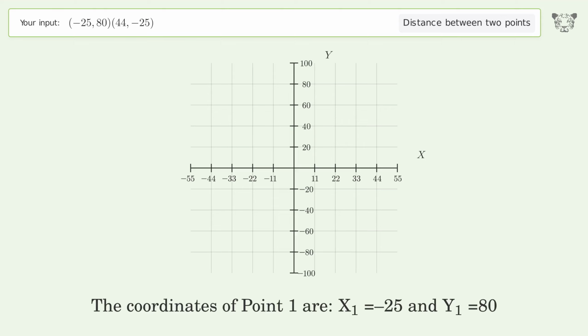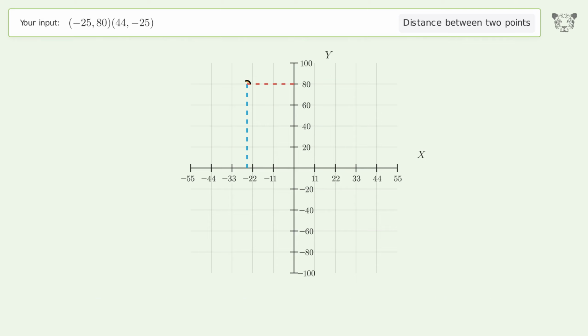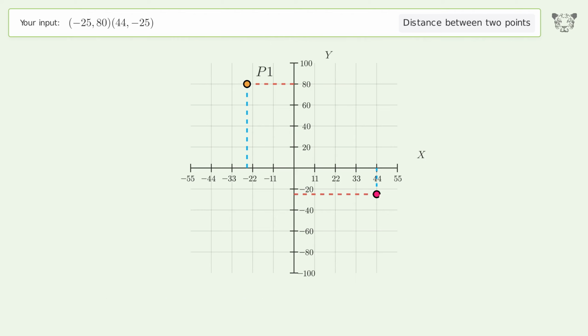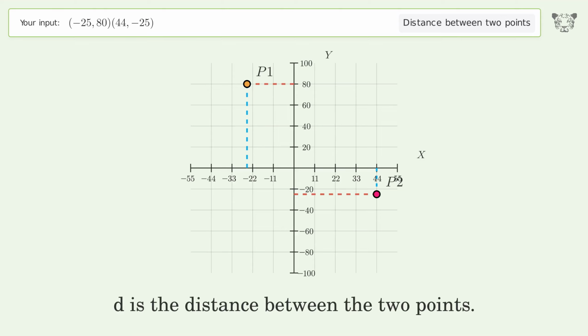The coordinates of point 1 are, x1 equals -25 and y1 equals 80. The coordinates of point 2 are, x2 equals 44 and y2 equals -25. D is the distance between the 2 points.